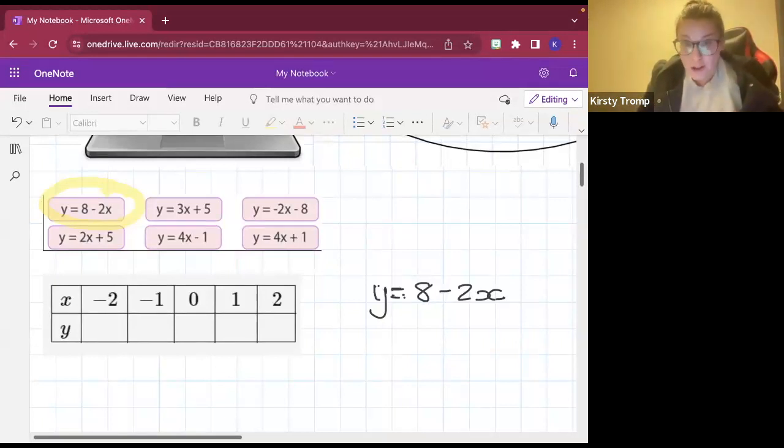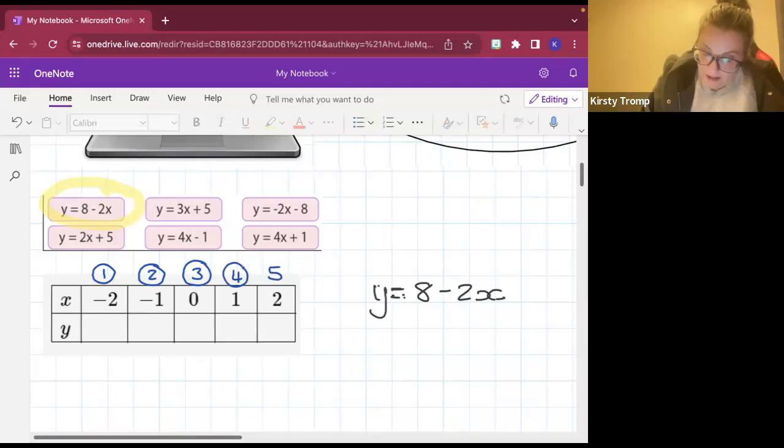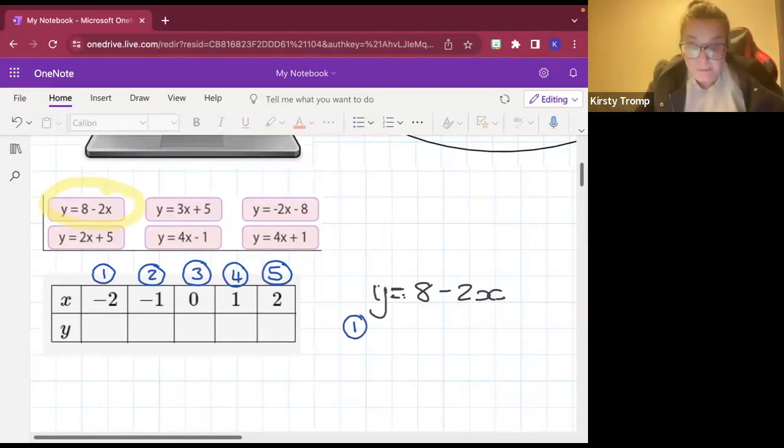Because I'm doing the first one with you, I'm going to show you what I mean by rewriting it each time. So I'm going to draw some numbers on the top for myself. This is equation number 1, this is equation number 2, equation number 3, equation number 4, and this is equation number 5. I'm going to start with equation number 1 on the side because I have some space. I don't know what y is for equation number 1, but they have told me that x is going to be equal to -2.